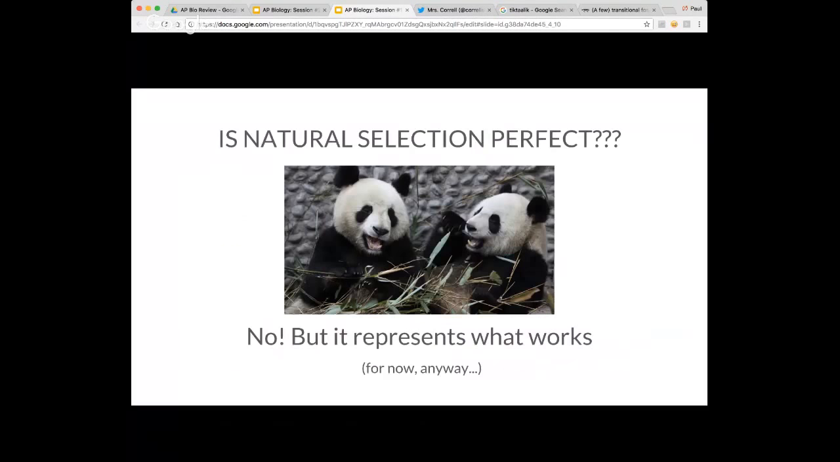Is natural selection perfect? We have this misconception, the idea that evolution leads to perfection. It doesn't. A lot of times it's very imperfect. It's whatever's around that works. So it can kind of fail sometimes. And especially if there's another change, another pressure, natural selection can only get you so far.